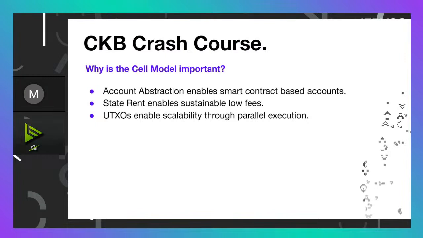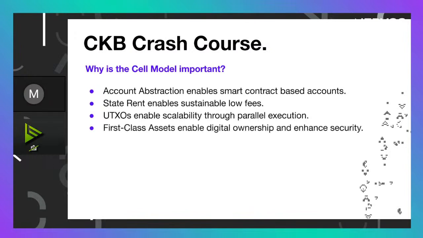UTXOs enable scalability through parallel execution. I mentioned this one earlier. We need blockchains to scale a lot more than they can today if we ever want to really get to mass adoption. So that's something that's possible with UTXOs, and the cell model is based off of that. So we get massive parallel execution.